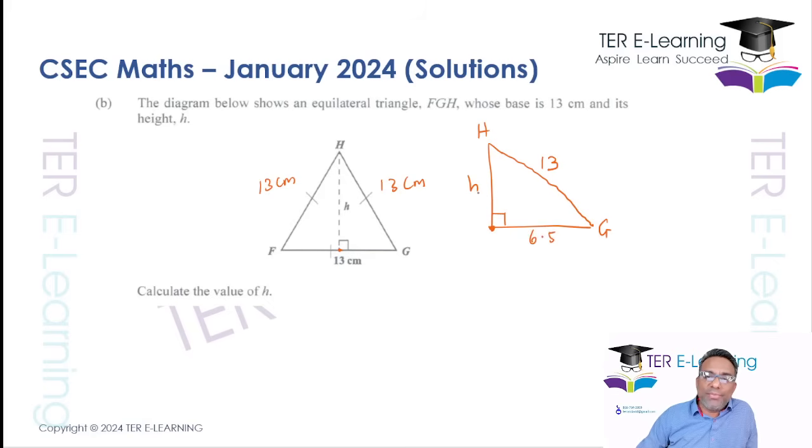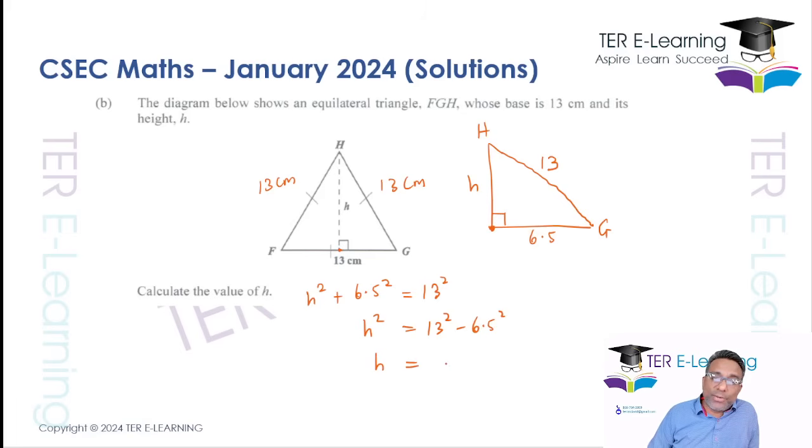So now if you want to find that length H, because it's a right angle triangle, we can say that H squared plus 6.5 squared is equal to 13 squared. So therefore H squared is equal to 13 squared minus 6.5 squared. Right? So therefore H is equal to the square root of 13 squared minus 6.5 squared. So what we're using here is Pythagoras' theorem, right? Because it's a right angle triangle.